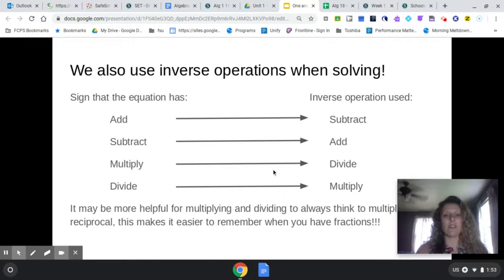Multiplication, the inverse operation would be divide, or it may be easier to think about it as being multiplying by the reciprocal. And then divide, again, the inverse operation is multiply. Again, it might be easier to think of it as multiplying by the reciprocal. That way, when you have fractions, you don't have an extra step to remember. You can just always remember multiply by the reciprocal.